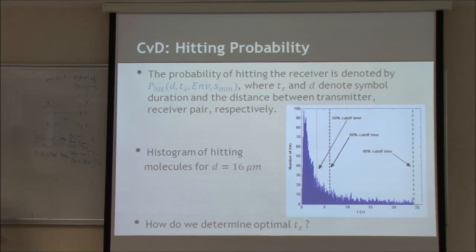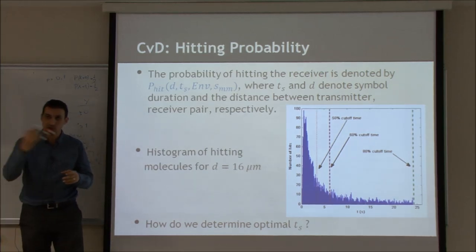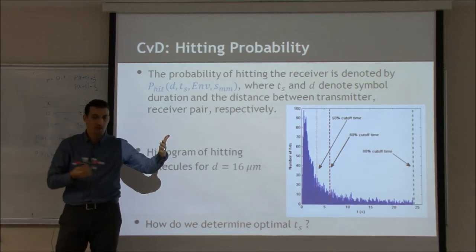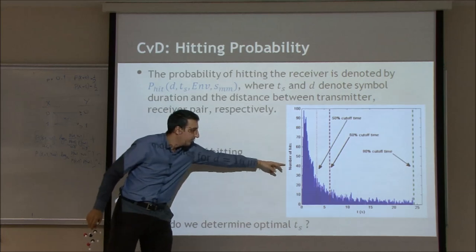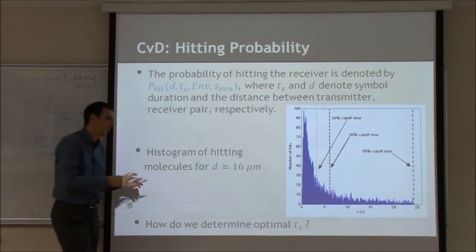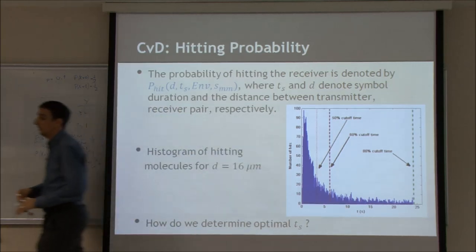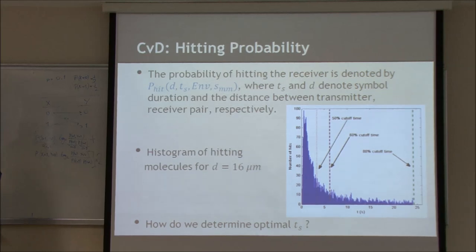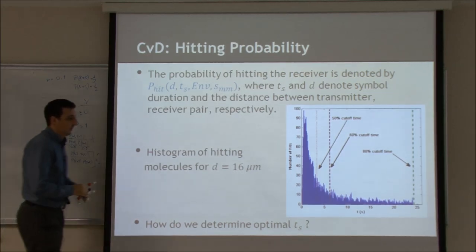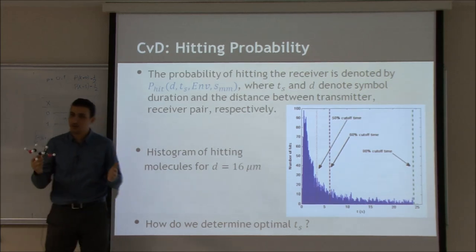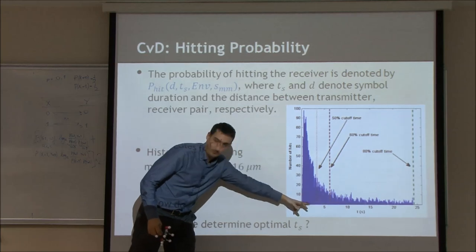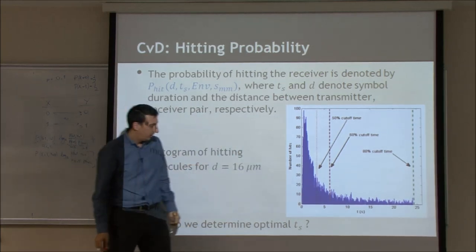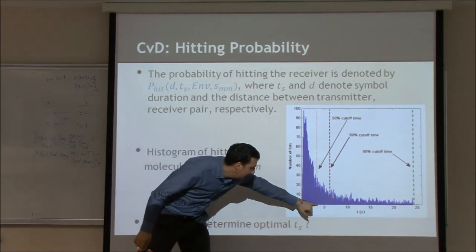So, okay. I released 100 or 1,000 molecules and I record the arrival times. If I have this information, I can plot the histogram of hitting molecules. So in this figure, this is the histogram of hitting molecules for distance 16 micrometers. Some of them are hitting the destination at a very early phase. Most of them nearly here at 4 seconds. Let's say this is 4.